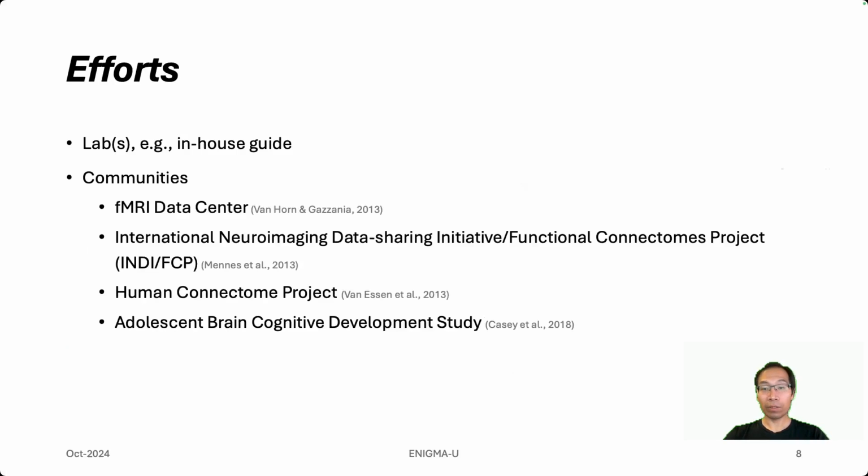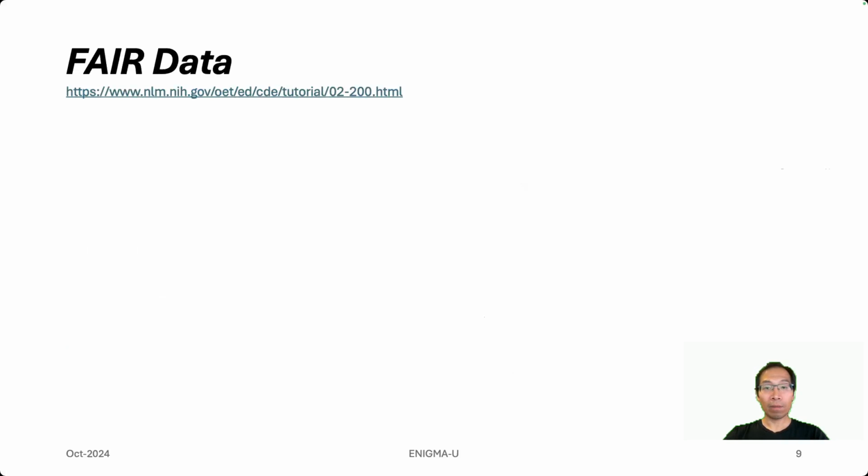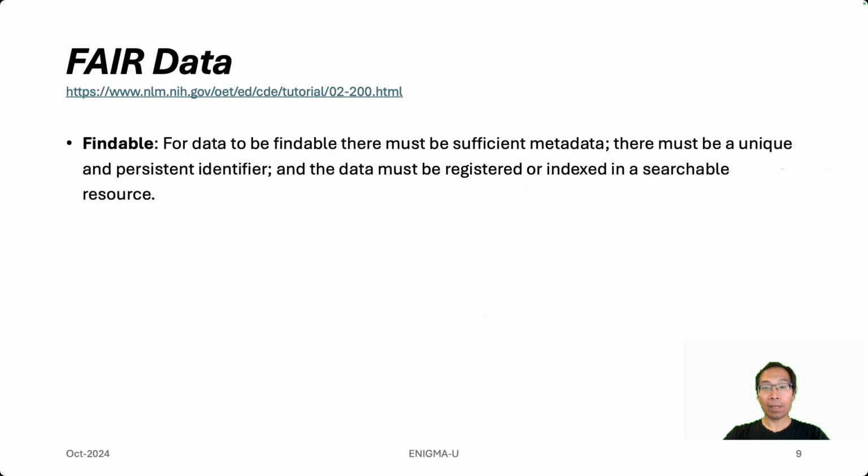In this project, researchers tried to use the same standards across sites where the neuroimaging data were collected. Through these efforts, researchers learned several principles to establish a framework that will promote data sharing, referred to as FAIR. Findable data means sufficient metadata. There should be unique and persistent identifiers, and it must be registered for indexing in a searchable resource.